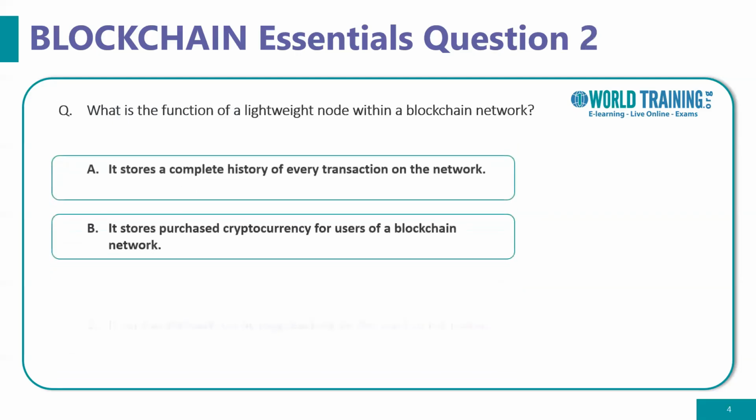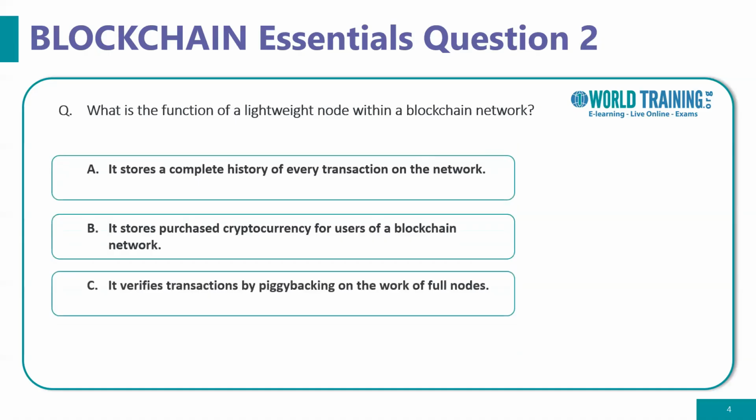What is the function of a lightweight node within the blockchain network? Option A: it stores a complete history of every transaction on the network. Option B: it stores and purchases cryptocurrency for users of a blockchain network. Option C: it verifies the transactions by piggybacking on the work of the full nodes.